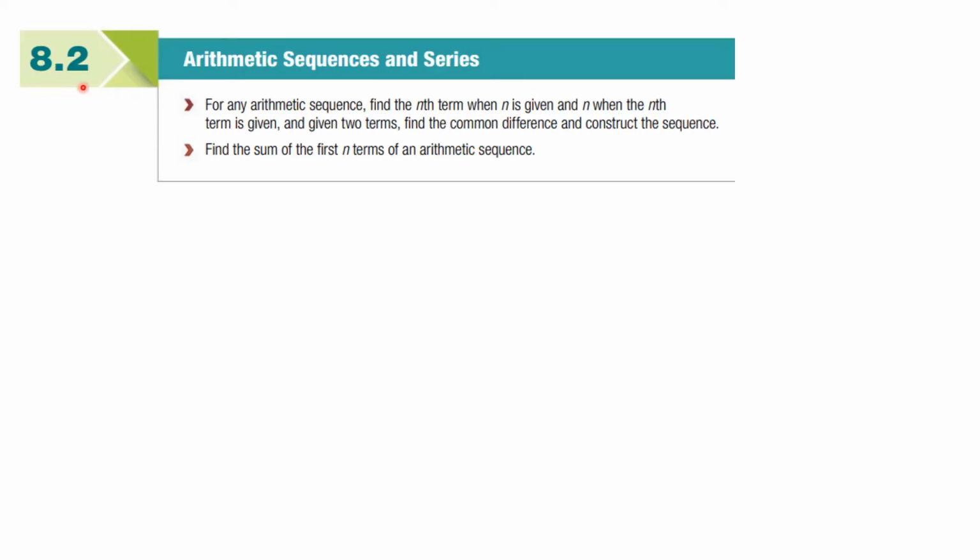Chapter 8.2 has a handful of learning objectives. For any given arithmetic sequence, you can find the nth term when n is given, and the other way about: find n when the nth term is given. Given any two terms, find the common difference and construct the sequence. Also, we will learn how to find the sum of the first n terms of an arithmetic sequence.